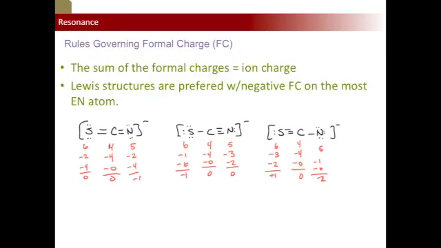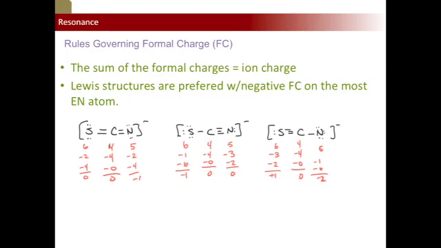The first sub-rule is that the sum of the formal charges in a resonance structure has to equal the ion charge. If you've got a neutral molecule, then the formal charges should add up to be 0. But in this case, since we have a polyatomic ion of -1, the formal charges have to add up to -1. It does in this first one, it does in this second one, and +1 minus 2 gives you a -1, does in this third one.